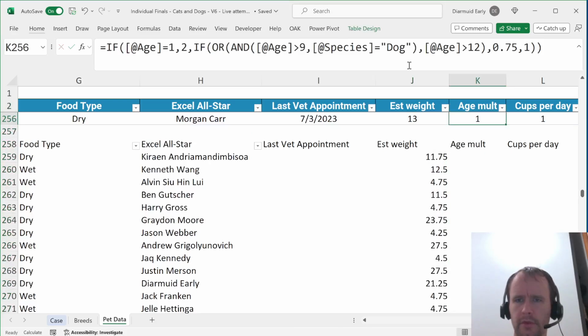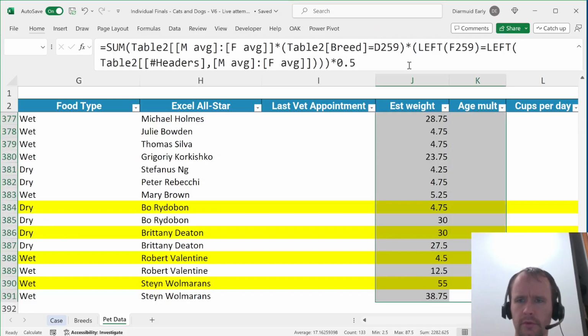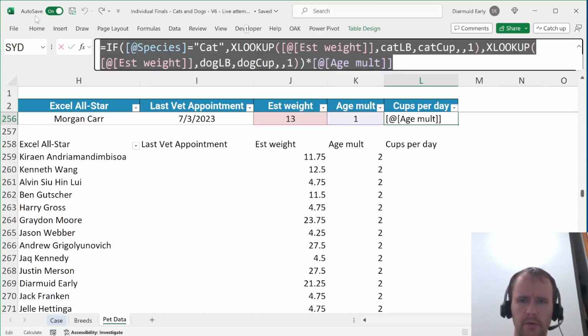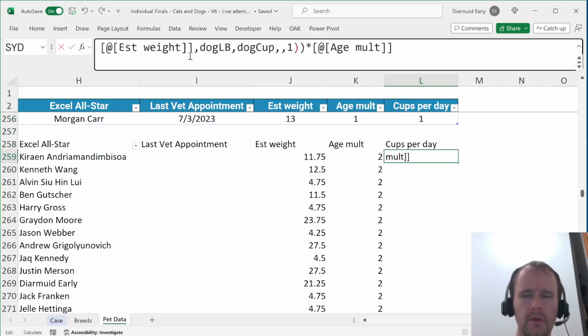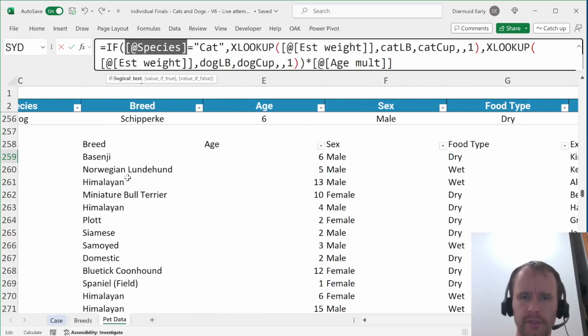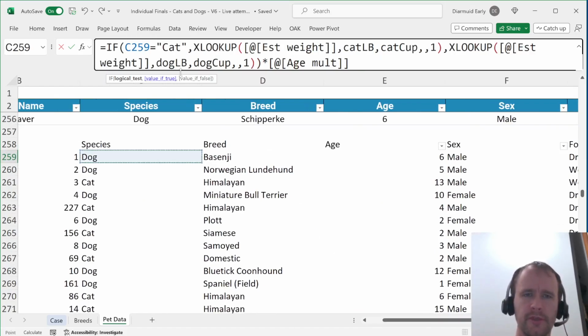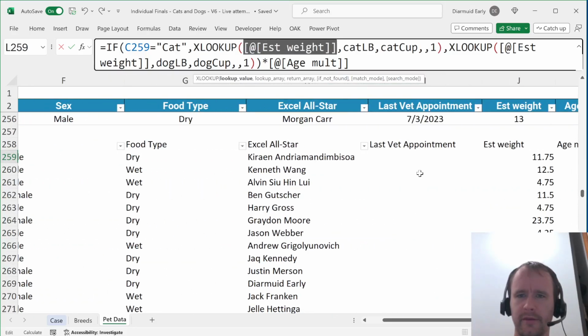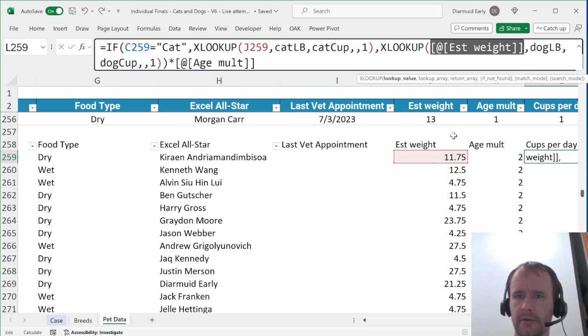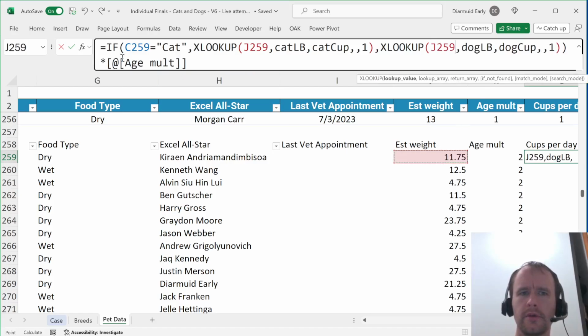The age multiple is always 2. And the cups per day is... Oh yeah, I forgot again. I'm looking at my timer and it's coming up on 30 minutes. I'm like, oh no, I'm not going to get it finished. But of course, I started my timer 5 minutes before, so I could measure my reading time. So actually, I am going to get it finished. So I should probably calm down. Anyway, times estimated weight, and XLOOKUP estimated weight, times age mult, which is here.